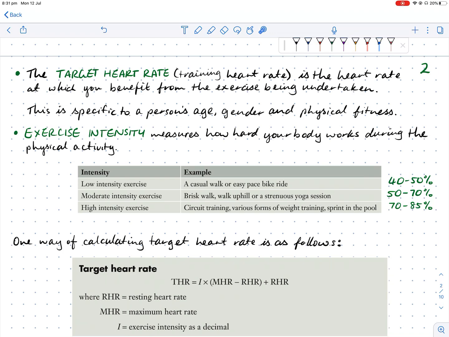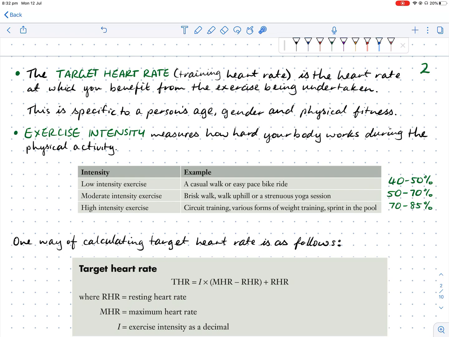So the target heart rate, or we can also call it training heart rate, is the heart rate at which you would benefit from the exercise. Now, this does depend on a person's age, their gender, their actual physical fitness. So there's no one way of calculating this target heart rate. So the target heart rate for you may be different to the person who's sitting next to you.